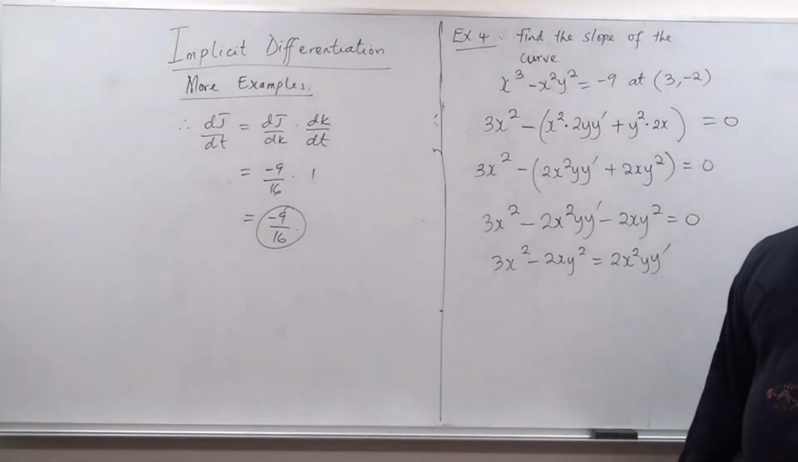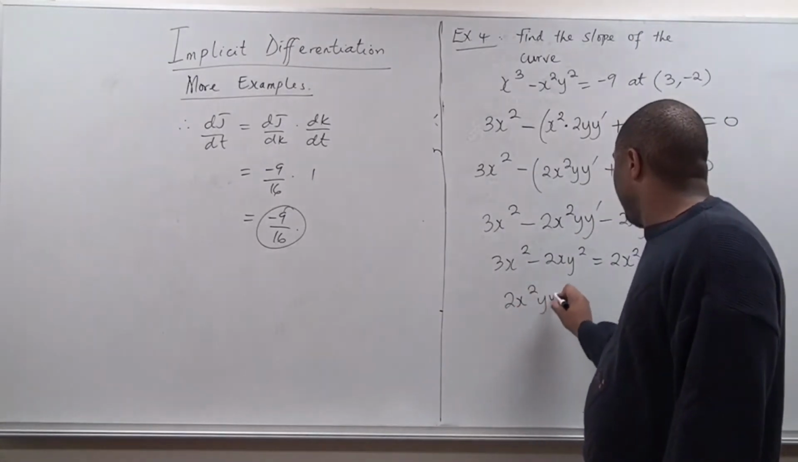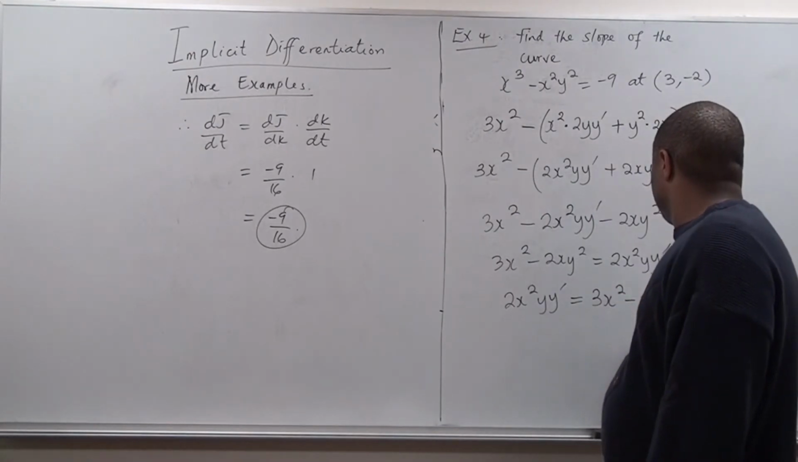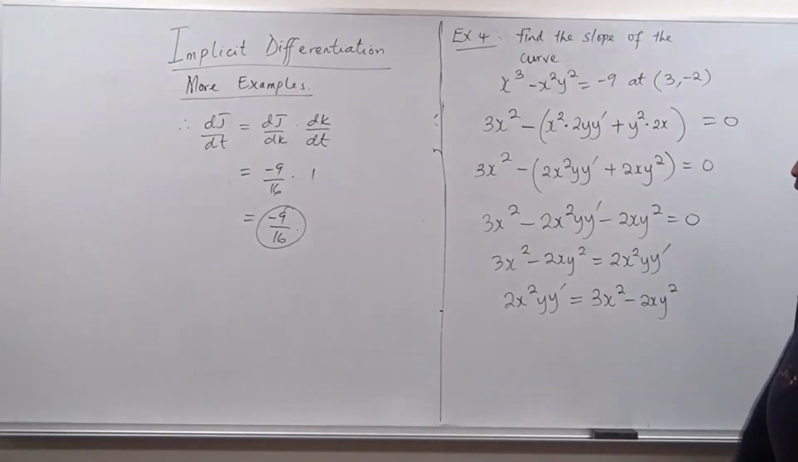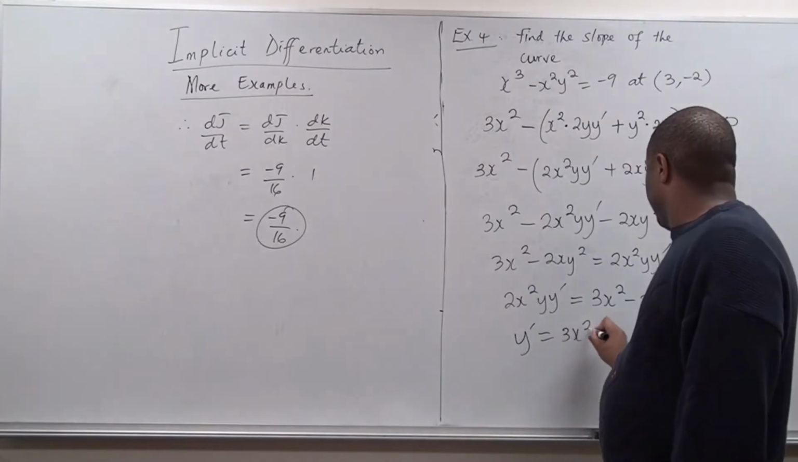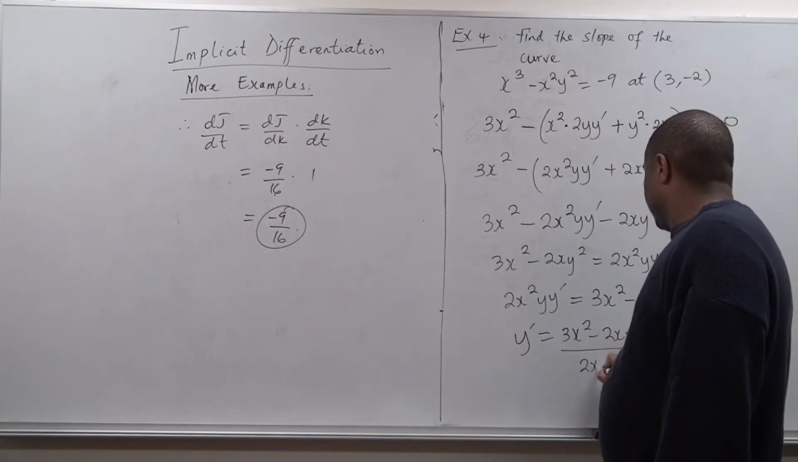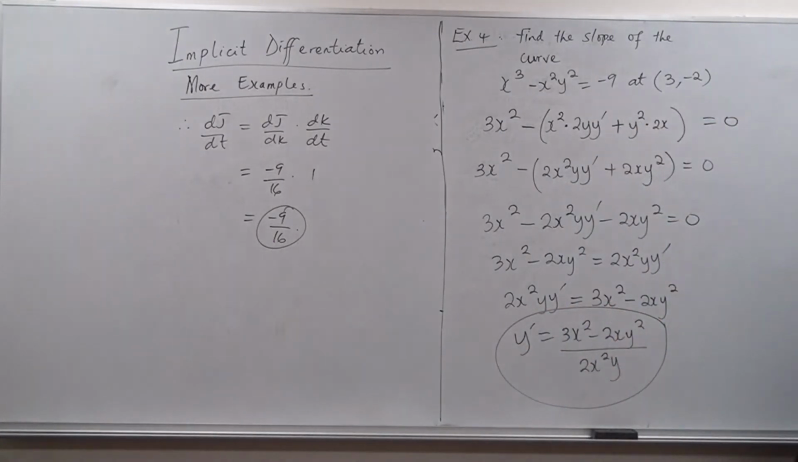View the videos on equations. So this will give us 2x squared y prime equal to 3x squared minus 2x y squared. So you divide both sides by 2x squared y. So you have that y prime will be 3x squared minus 2x y squared all over 2x squared y. This is the derivative with respect to x of the curve.